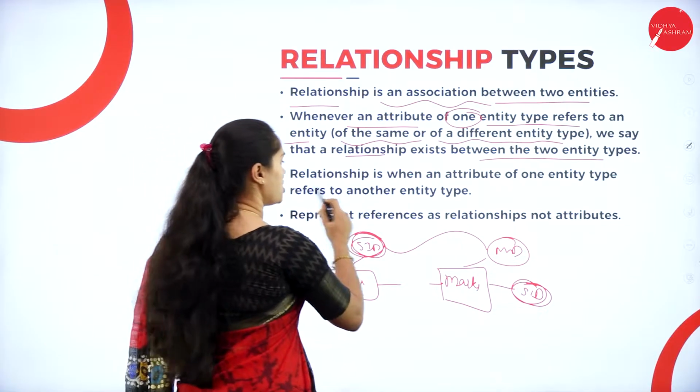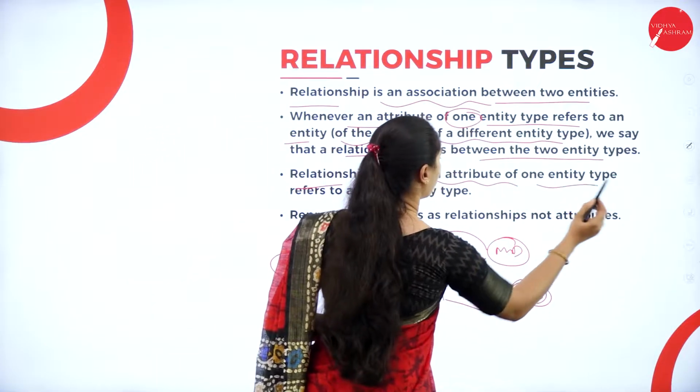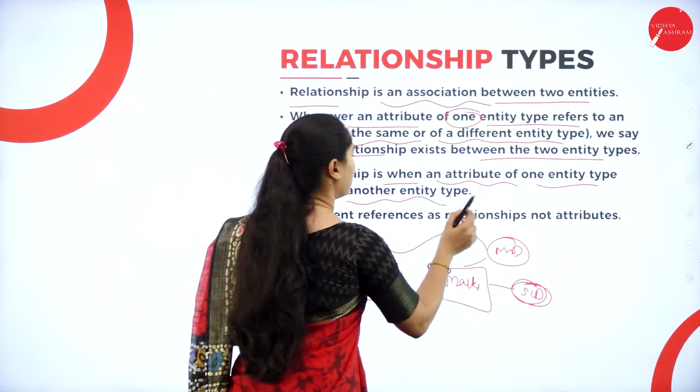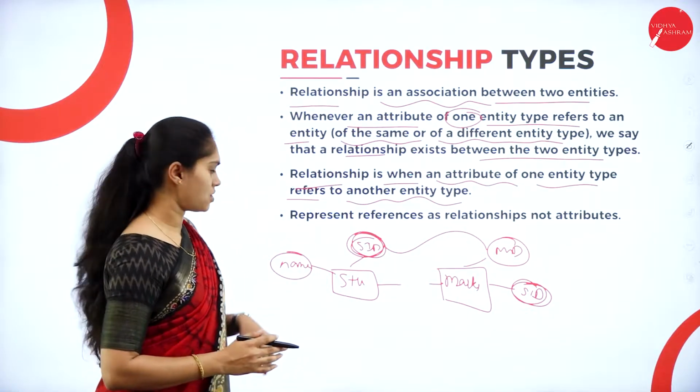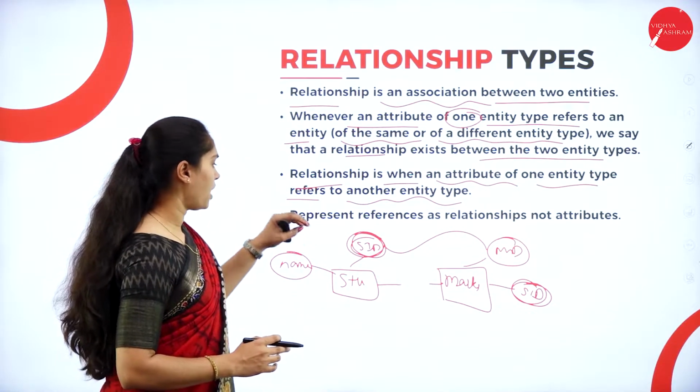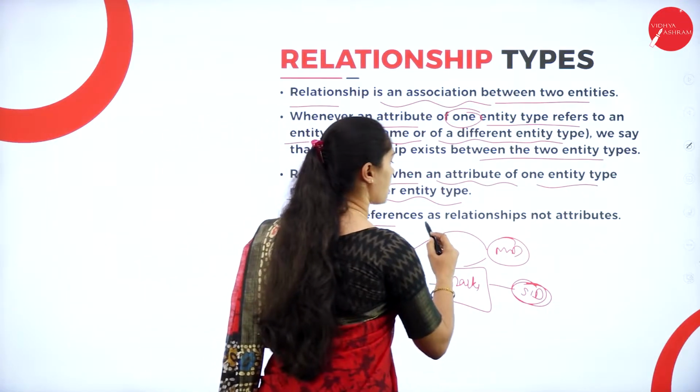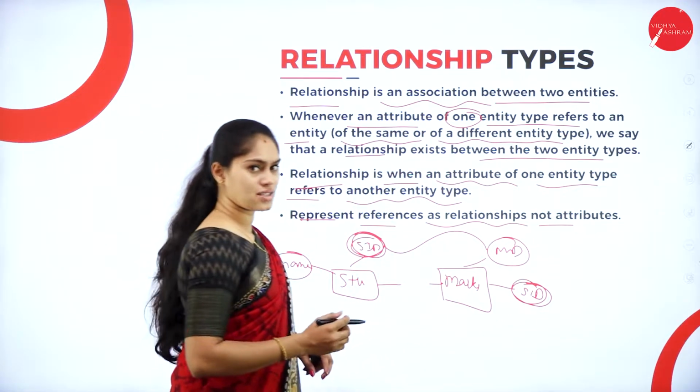A relationship is when one attribute of one entity type refers to another entity type. That is what you have to remember here. Also, it represents the references as a relationship, not as attributes.